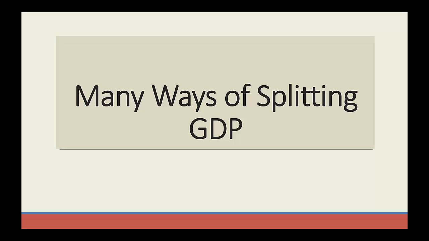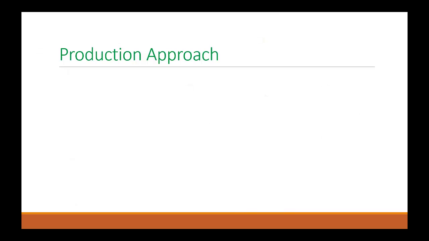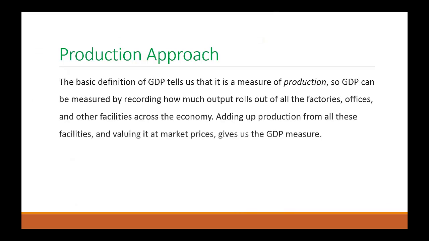Now, earlier we talked about GDP as a measure of production within the economy, but there are different ways of splitting up GDP. There's the production approach, which we discussed earlier. And again, that's your basic definition of GDP, which tells us that GDP is a measure of production. GDP can be measured by recording how much output rolls out of all the factories, the offices, and other facilities across the country. If we add up production from all these facilities and value it at market prices within a given period of time, it gives us our measure of GDP.